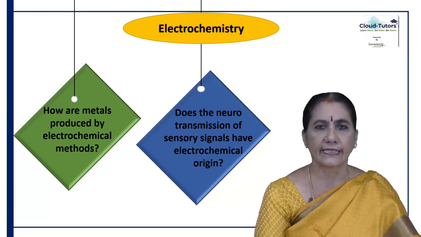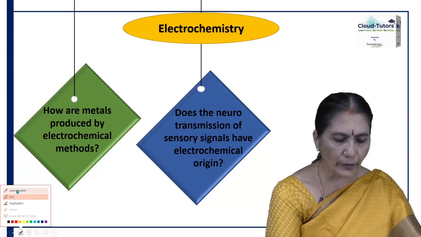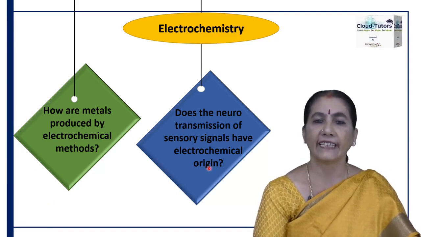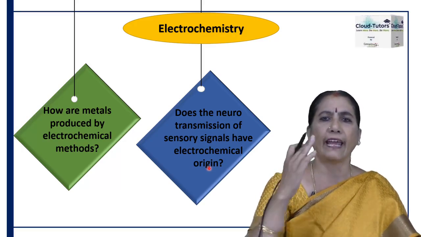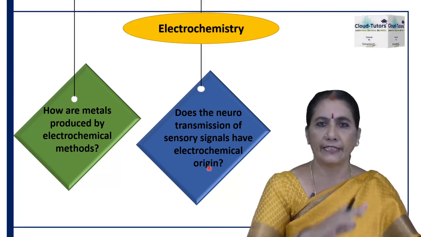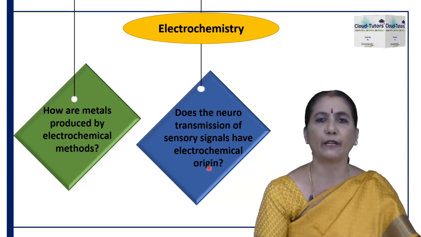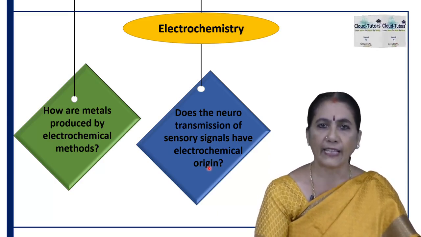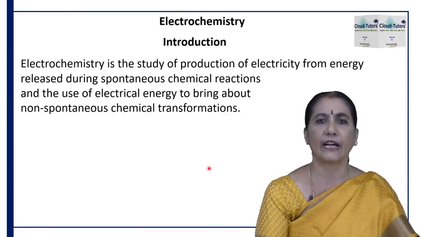Now the next question arises. Does the neurotransmission of sensory signals have an electrochemical origin? Definitely the answer is yes. The neurotransmission of the entire sensory signals throughout the human body is all dealing with electrochemistry. So let's make an earnest attempt to first understand what is meant by electrochemistry, as well as the applications. Where are we using these principles of electrochemistry in our day-to-day life?